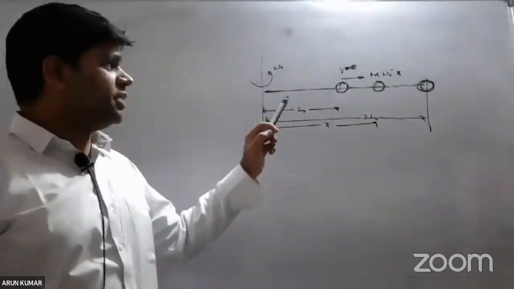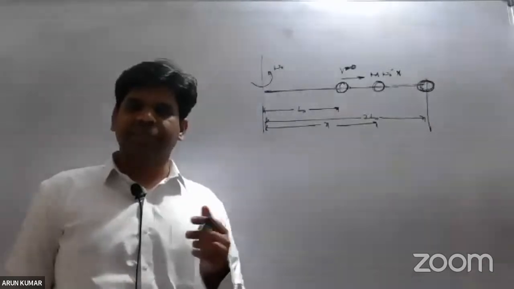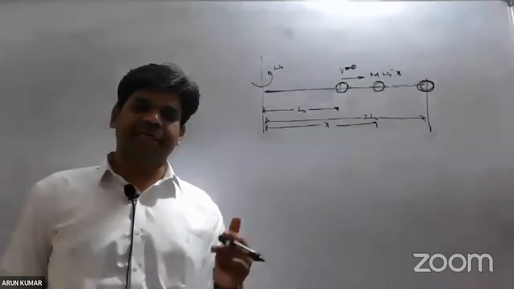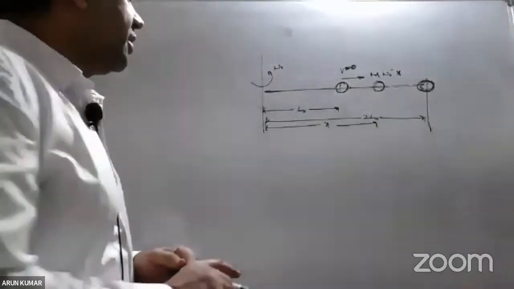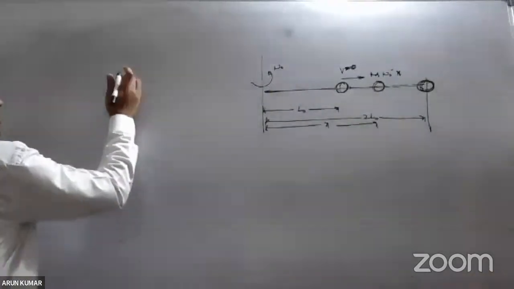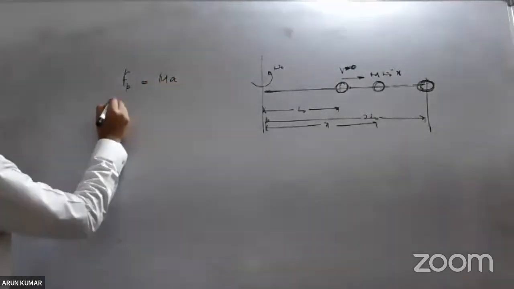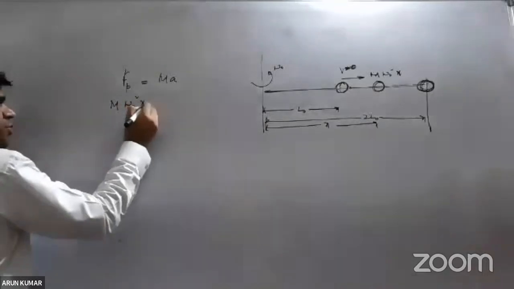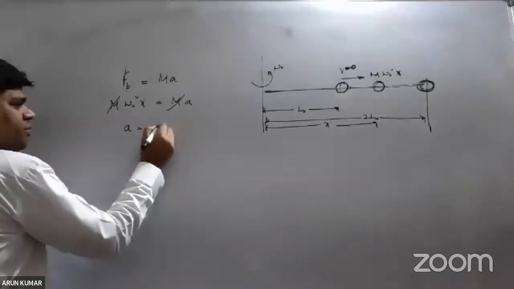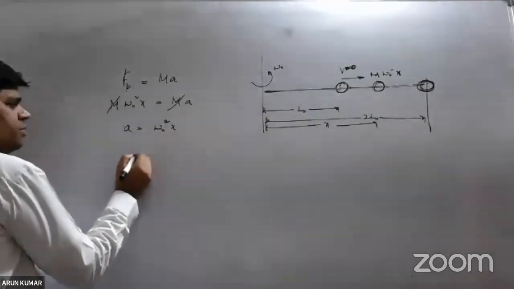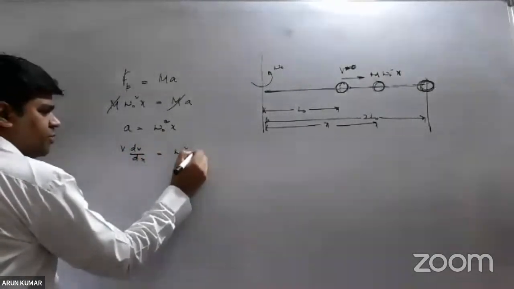All right. So look at this. My force is varying with x. So acceleration is varying with x. So when there is a varying acceleration, I'll have to use integration. I'll have to use v dv by dx, dv by dt, and so on. Okay, now let us see what is the pseudo force acting on it, m omega square x. So pseudo force is equal to mass times acceleration. So m omega square x is equal to mass times acceleration. Mass gets cancelled out. So a is equal to omega square x. So a I can write as v dv by dx is equal to omega square x.